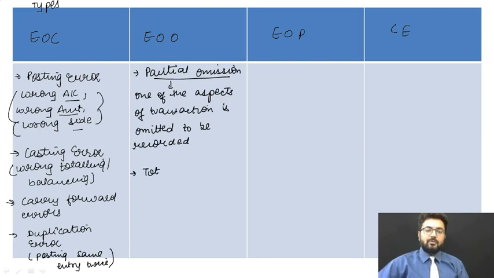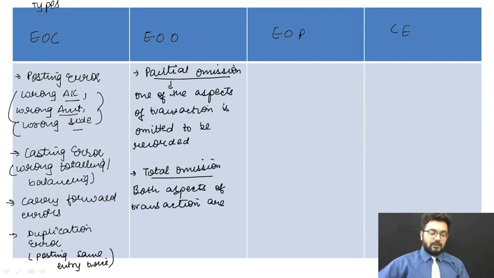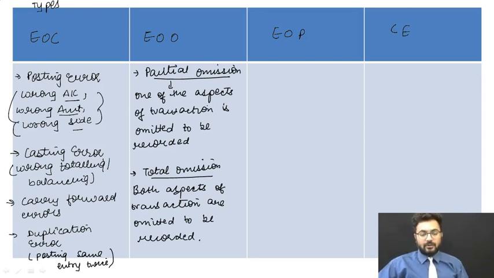And the next is total omission. When it refers to the word total omission, what does this refer to? That means both aspects of the transaction are omitted to be recorded. That means you forgot to put both of the aspects. Neither the debit one, nor the credit one. Both of them have not been recorded. Got my point? Did you get what I meant to say?